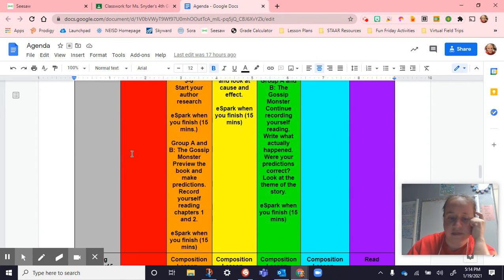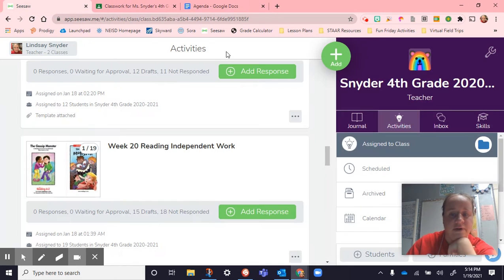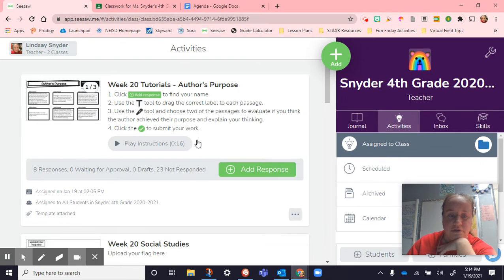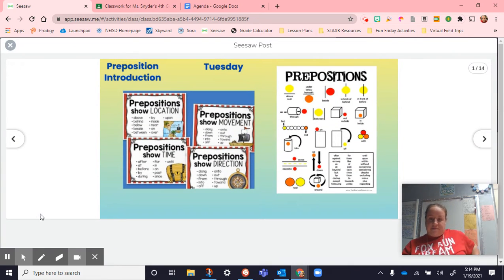All right, so again, ESpark, I talked about that. All right, writing. In writing, that was in Seesaw. So go to your activities. Writing is here, week 20. So the first thing that we did was, this week we're going to be talking about prepositions. So we talked about how prepositions can show location, movement, direction, time. Here's an example of all different types of prepositions and showing kind of what they mean.